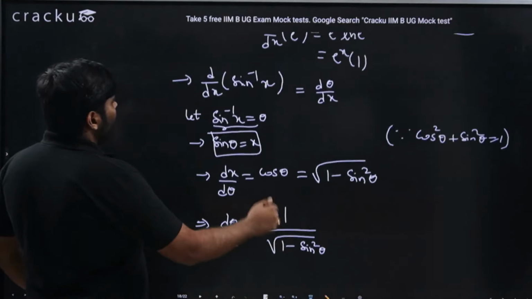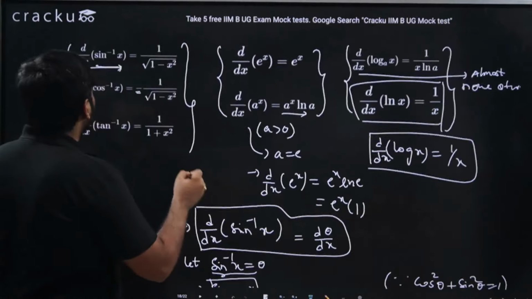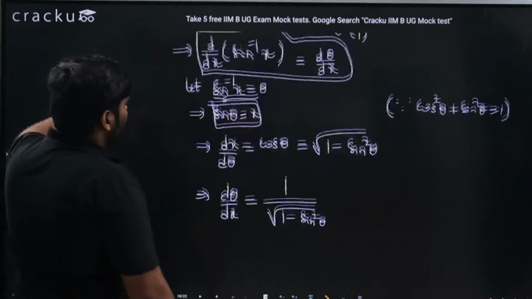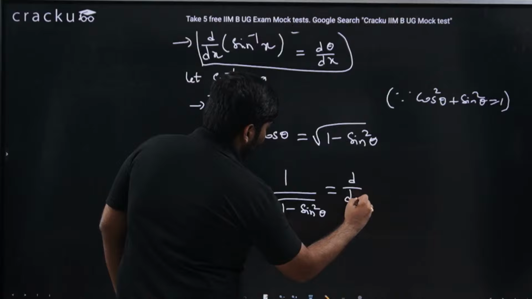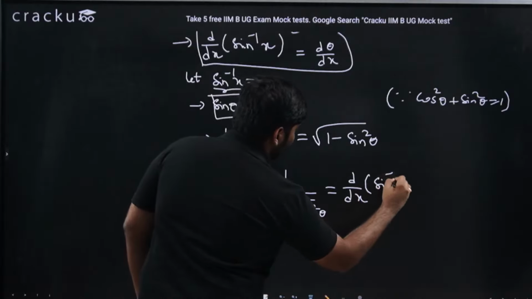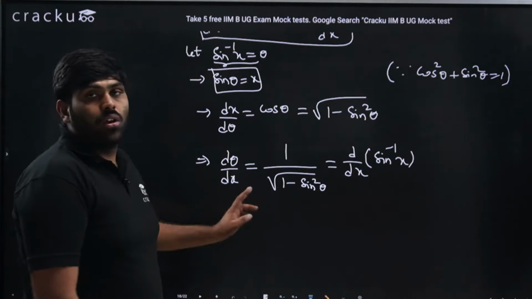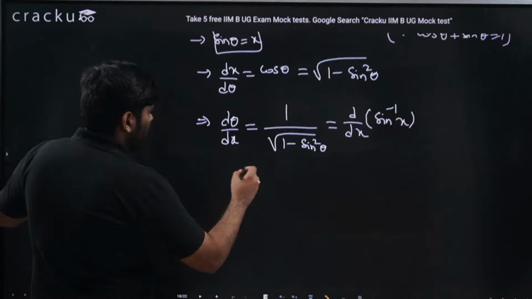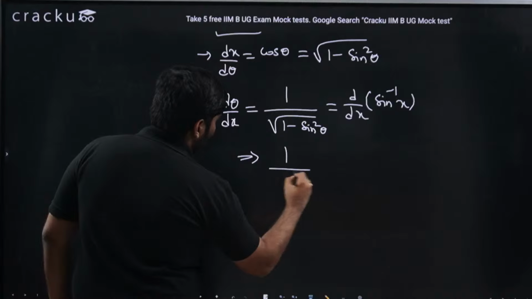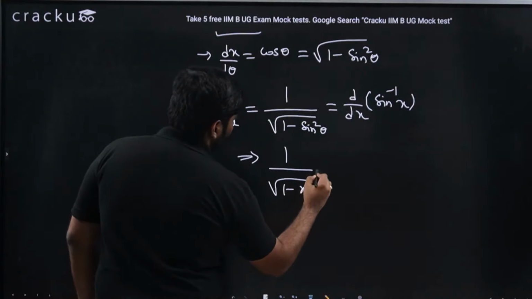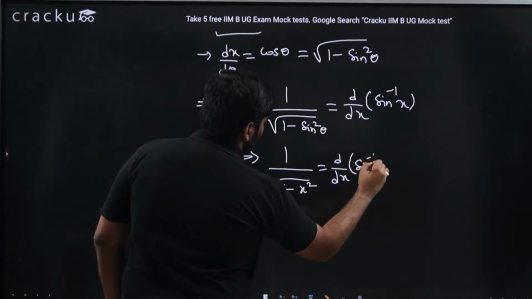Now we are interested to find the same thing, right? d by dx of sin inverse x. That is what we wrote here, d by dx of sin inverse x. So that is nothing but d theta by dx, that is d by dx of theta, which is sin inverse x only, right? So we are getting d by dx of sin inverse x as 1 by root over 1 minus sin square theta. But what is sin theta? Sin theta is x. So this is 1 by root over 1 minus x square. 1 by root over 1 minus x square is d by dx of sine inverse x.